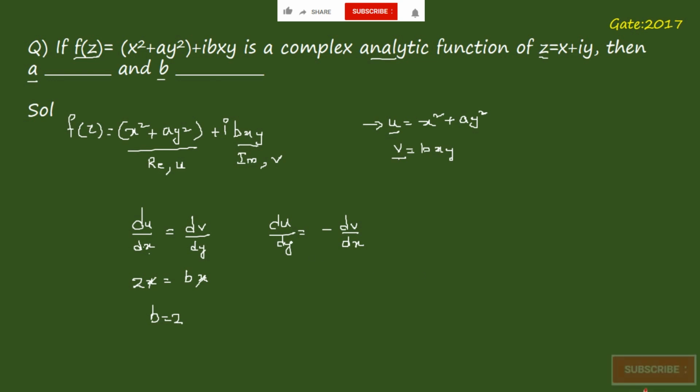Now coming to the other one. When you differentiate u with respect to y, it becomes 2ay, right? Should be equal to, when we differentiate v with respect to x, it becomes minus b, right? The y's get cancelled here, and we know that b is equal to 2, so it becomes 2a equal to minus 2, which implies a is equal to minus 1, right? So we got a equal to minus 1 and b is 2.